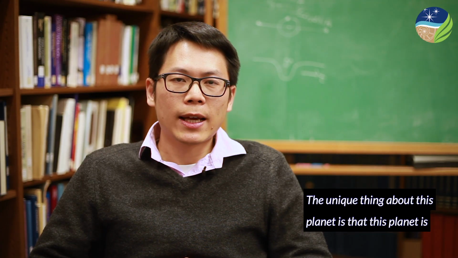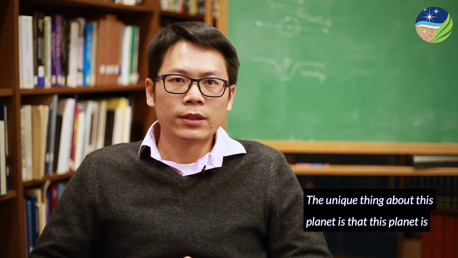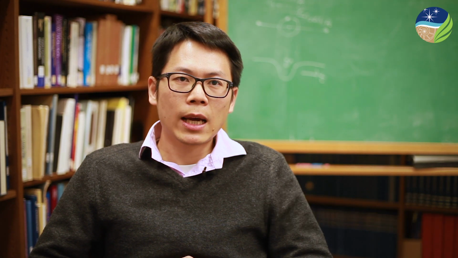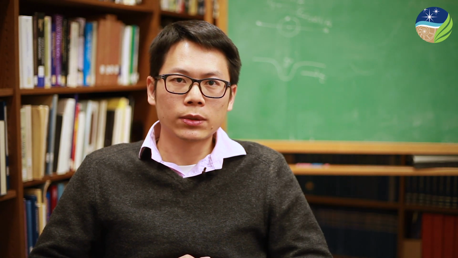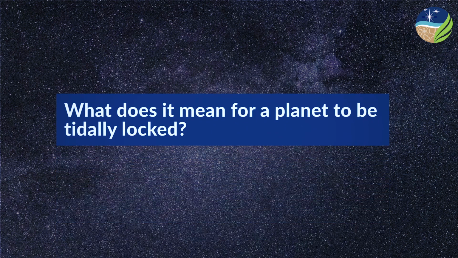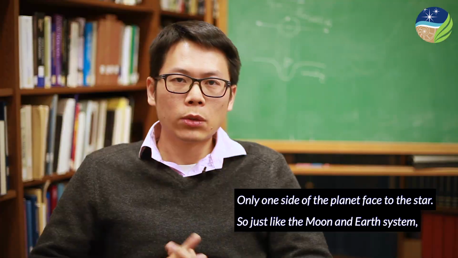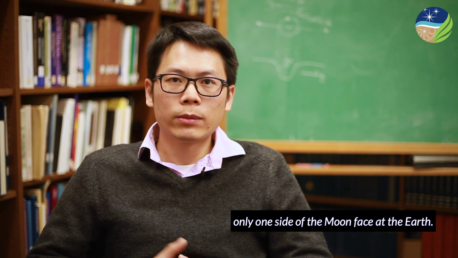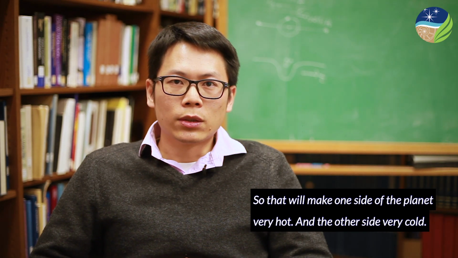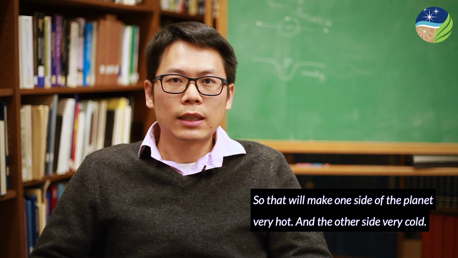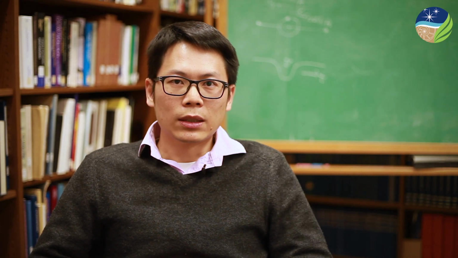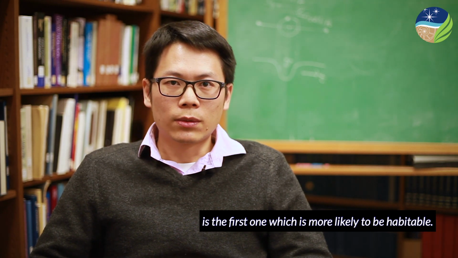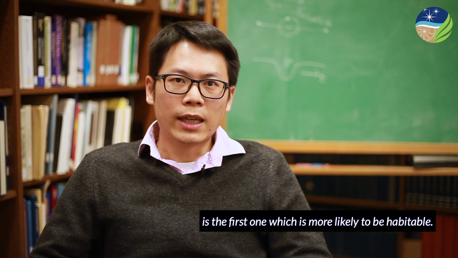The unique thing about this planet is that it is not tidally locked to the star, because previously many habitable zone planets were discovered to be tidally locked to the star. Only one side of the planet faces the star, just like the Moon and Earth system, where only one side of the Moon faces the Earth. That will make one side of the planet very hot and the other side very cold, so it's not good for habitability. So this unique planet is the first one which is more likely to be habitable.